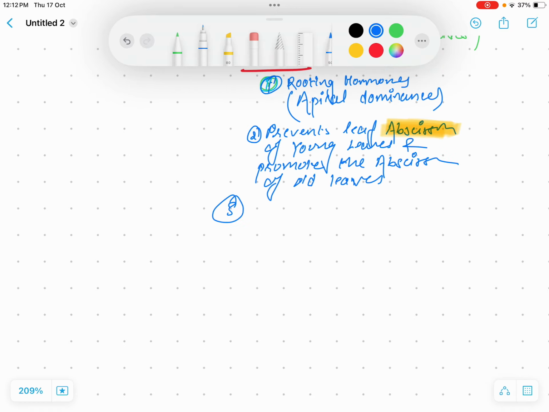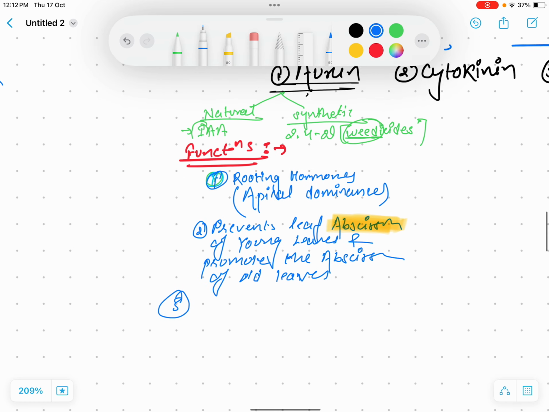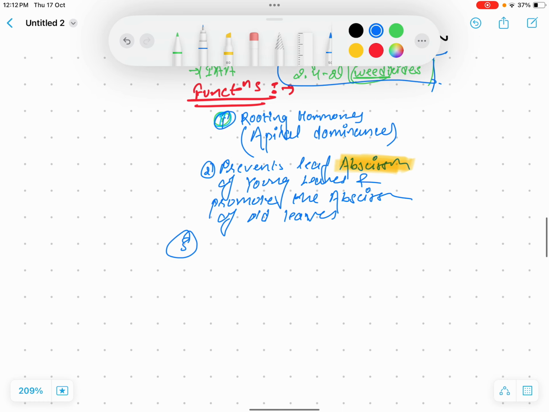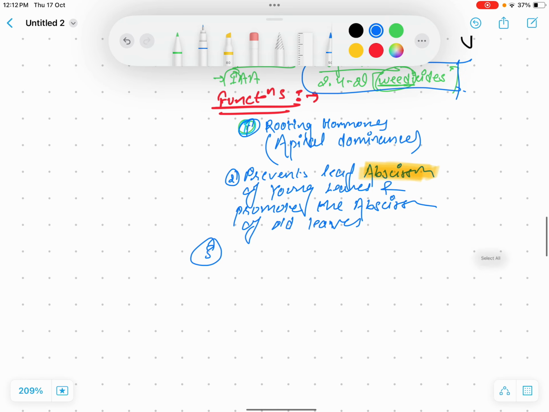So the next function is weedicide. This is a weedicide, right? So auxin, another function is weedicide. So it's already done, weedicide.